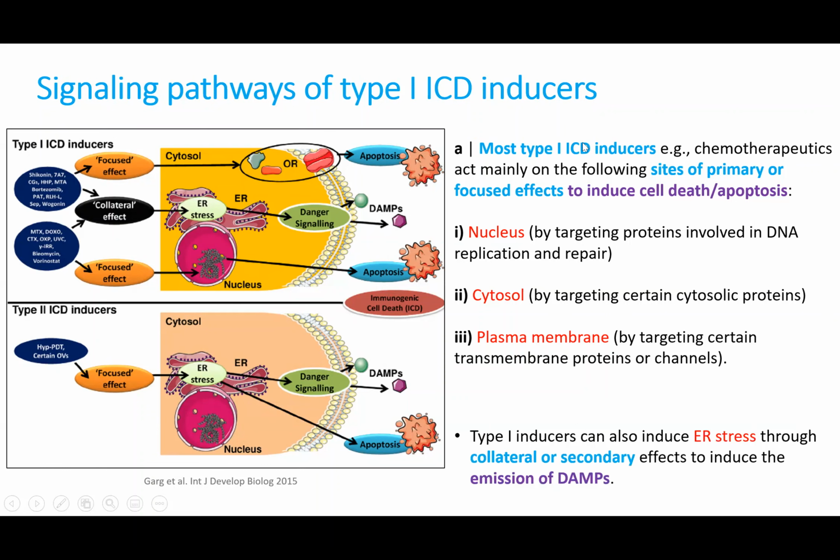However, type 1 immunogenic cell death inducers also act by a secondary or collateral effect to induce endoplasmic reticulum stress, to induce release of DAMPs. But their main effect is mediated by nucleus, cytosol or plasma membrane targeting to induce cell death. Their secondary effect is mediated by acting on the endoplasmic reticulum through a collateral effect to induce release of DAMPs.